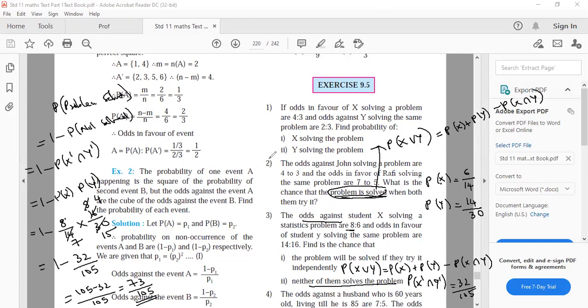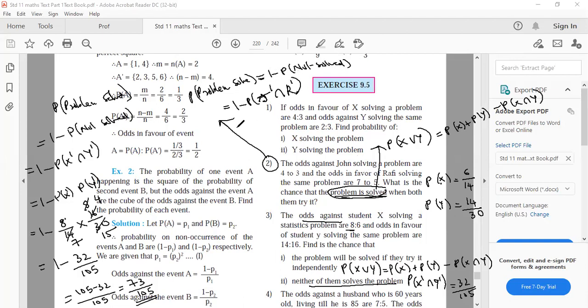So question number 2, did you correct the question? Question number 2 also you do the same method. Problem solved is equal to 1 minus problem not solved. And when do you say the problem is not solved? A does not solve, John does not solve, and Rafi does not solve. That is 1 minus probability of J dash into probability of R dash.